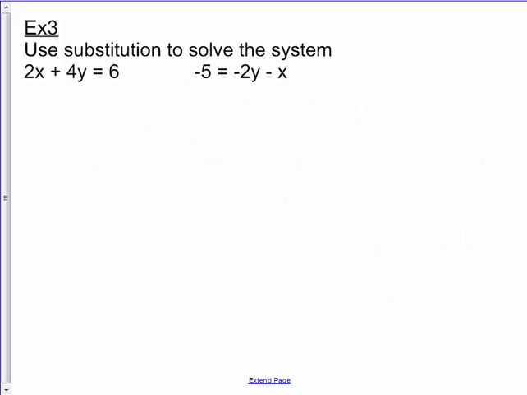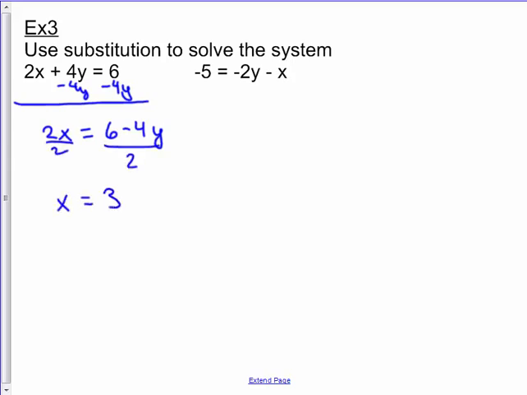So looking at example 3, it's pretty easy to get the x alone in the second equation, but I'm going to do it a little bit differently. If I look, I have 2x plus 4y equals 6. I'm going to use the first equation. So I'm going to get x alone in the first equation. I have 2x equals 6 minus 4y. When I divide each side by 2, I get x equals 3 minus 2y.